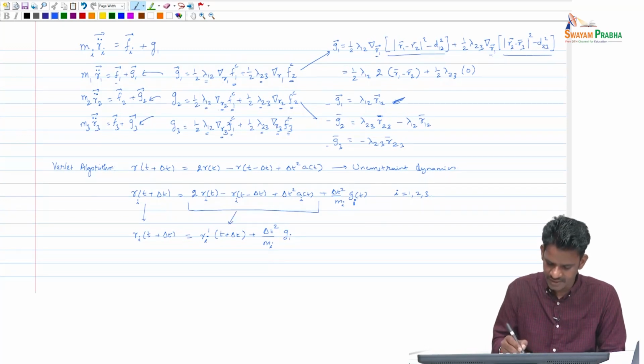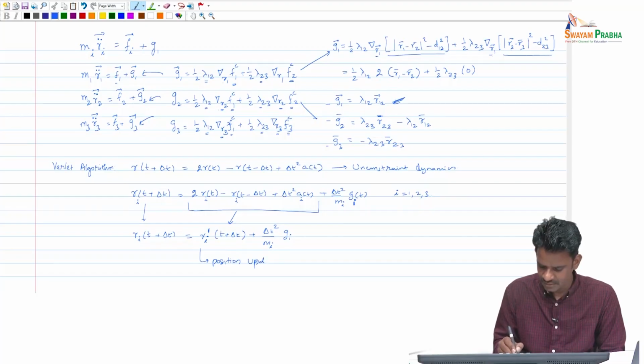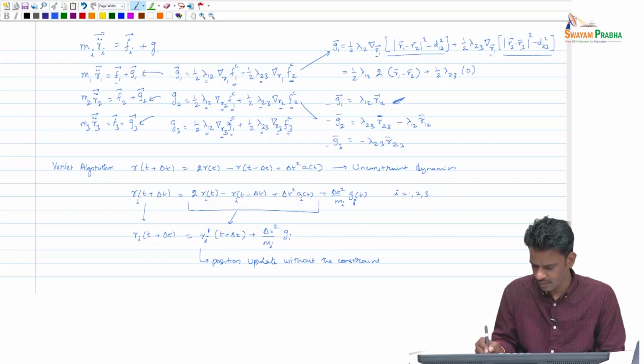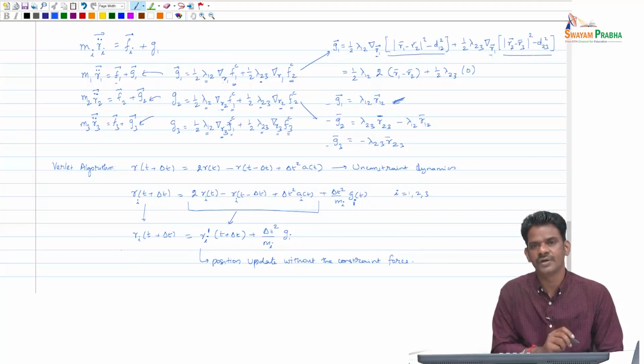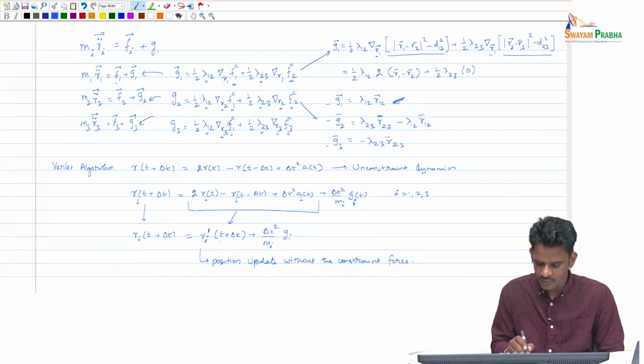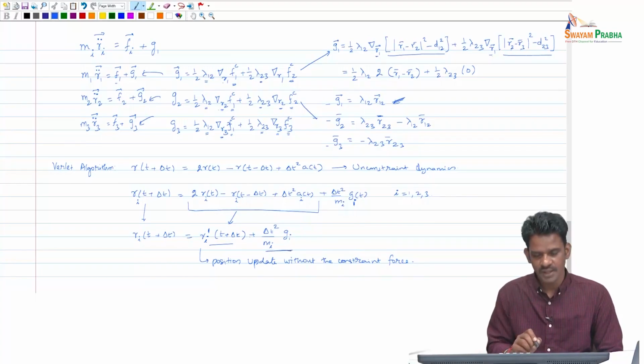What we are writing here is that we are writing this entire term as R I prime, and this is basically the position update without the constraint force. In other words, when you apply the Verlet algorithm for constraint dynamics, you first calculate what would be the position update without applying the constraint. You take that and then you add this additional correction because of constraint force for each of the atoms in the system.